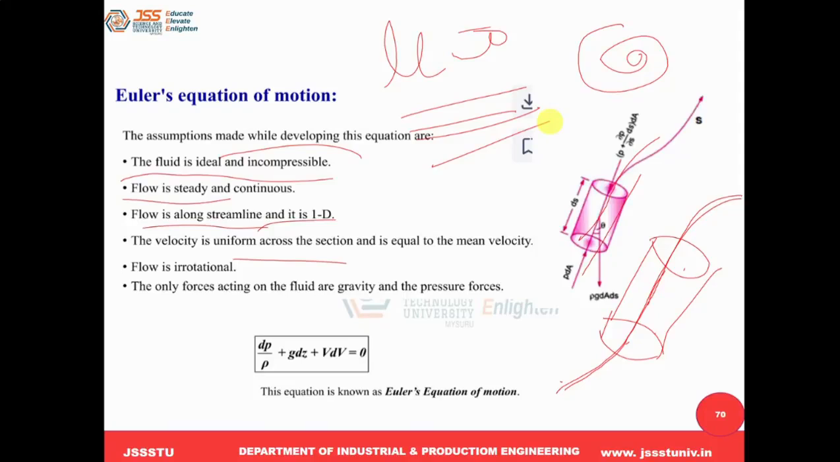These are the things he considered, and he also considered only two forces: gravity force and pressure force. Only these two forces he considered. Then he derived the equation, dp by rho plus g dz plus v dv equal to 0. This is called the Euler equation of motion. This is the first such equation, by that very famous Greek scientist.